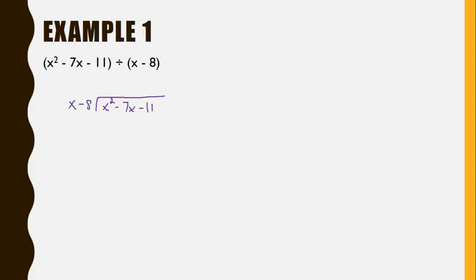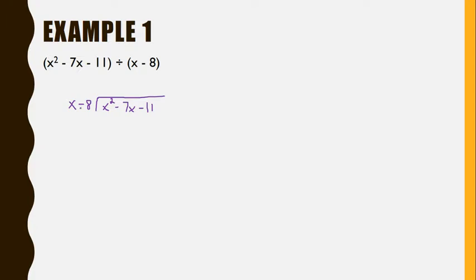The way that we decide how many times anything goes into it is we start with our highest degree term here. So we have x squared. We're going to take x squared and divide by the highest degree term outside. x squared divided by x gives us an x. So we're going to put an x on the top here.